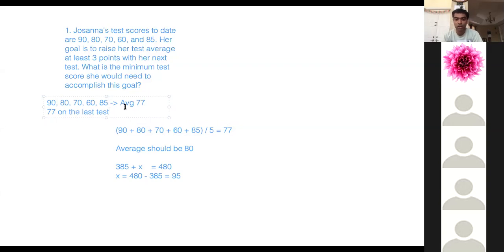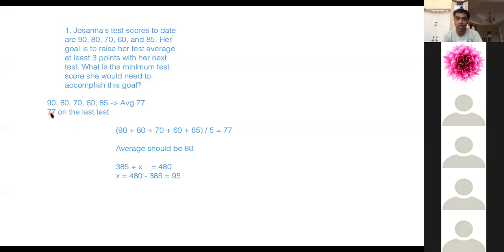Now, if I want to improve the average by 1 point, this means the sum needs to increase by how much? By 6? Good, because there are 5 original tests and 1 more test, right? The sum needs to increase by 6. Now these 5 test scores are remaining the same, right? They're constant, they were previously done. Only the last test score can change now and increase. So if I need to increase the average by 1 point, the last test has to increase by 6.